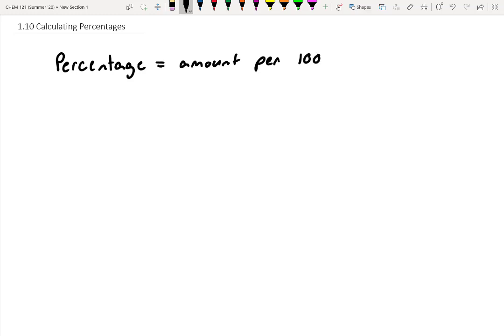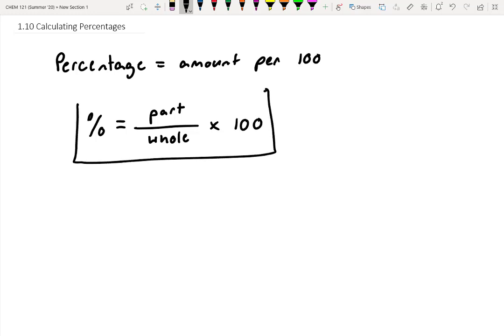It's pretty easy to calculate. The percentage symbol is just shown like this, and we can calculate the percentage of something by first taking the part that we've measured, dividing that by the whole, and then multiplying this by 100, and that will give you your percentage value. So let's do some simple math on this.